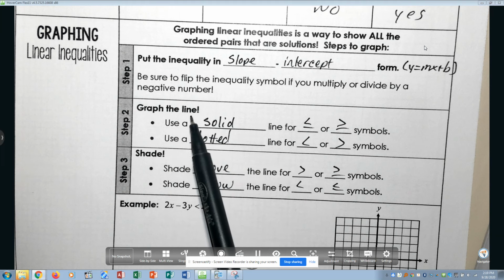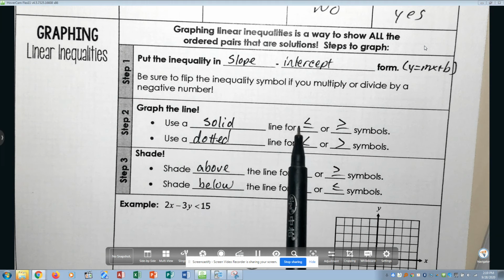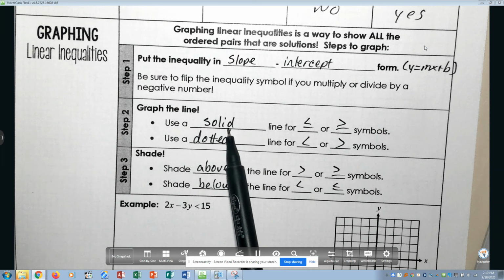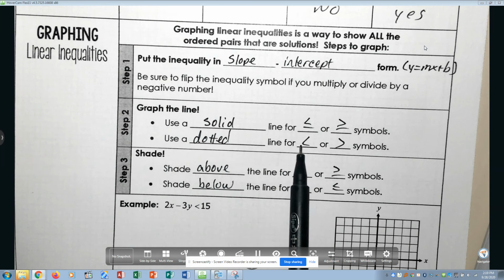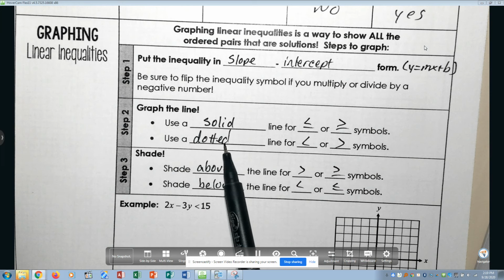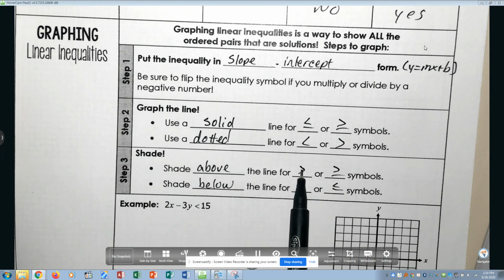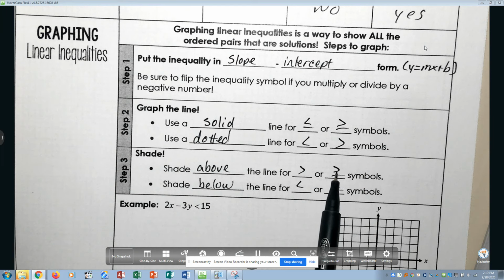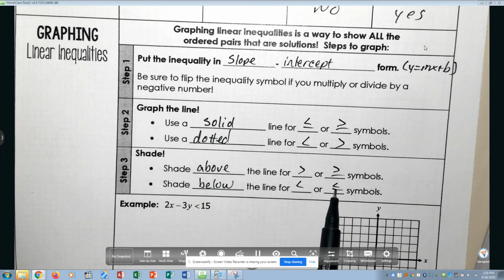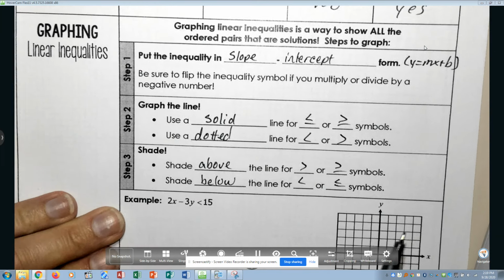So then you graph your line. If you have an inequality symbol with this equal sign underneath it, you make a solid line. If you don't have that symbol, if it's just less than or greater than, you use a dotted line. I'm going to show all of this to you in a moment. Then, if you have a greater than or equal to symbol, you shade above the line. Or if you have a less than or equal to symbol, you shade below the line. So let me show this to you in action.